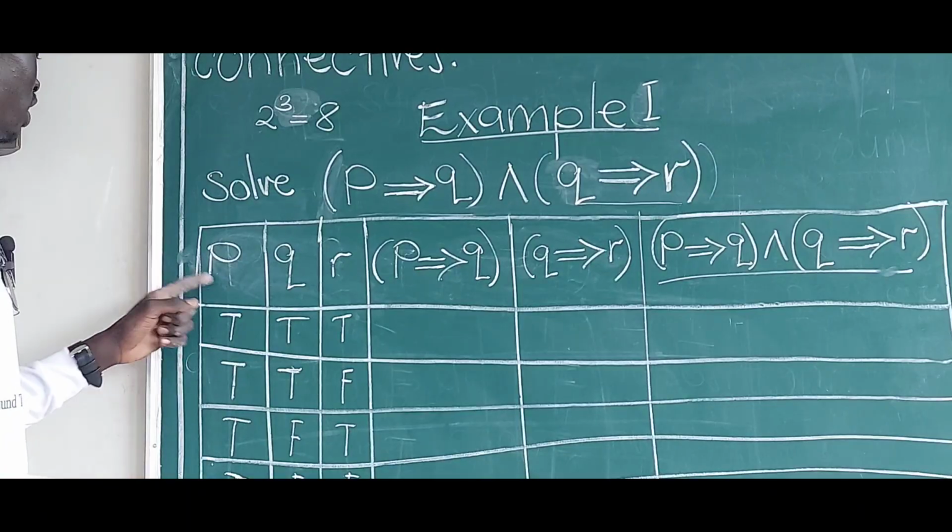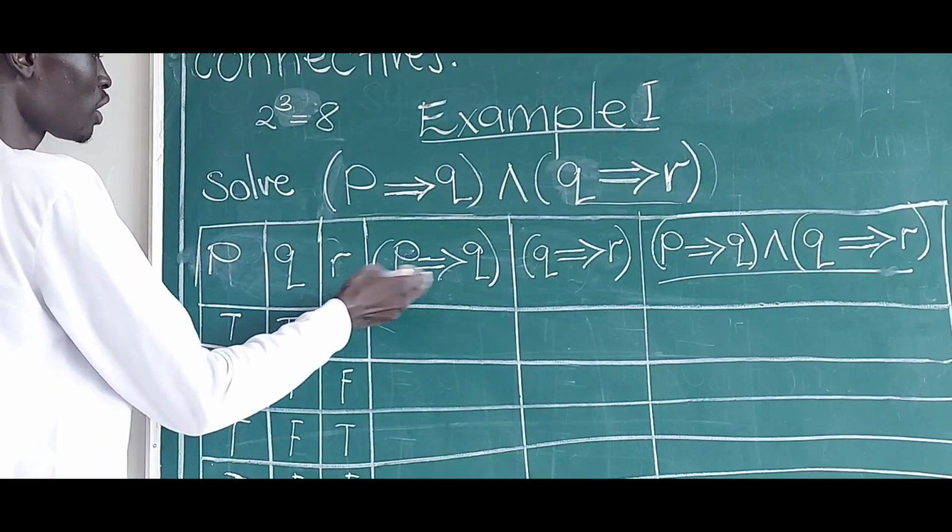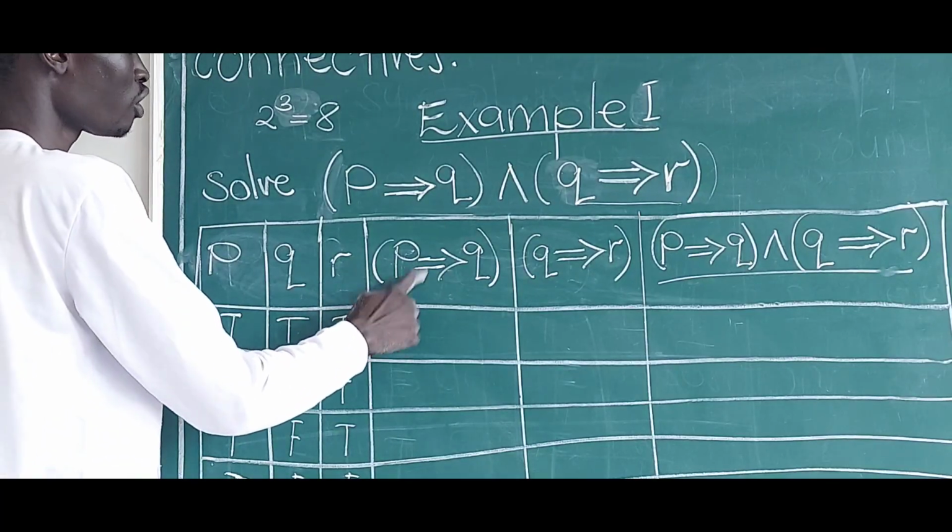Now let's see how we can get the values of this. For us to get the value of this, we will use the definition of implication.